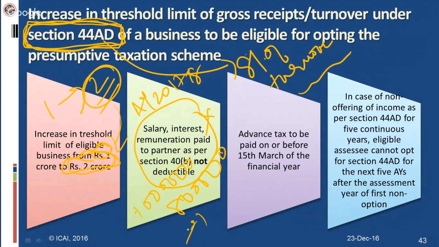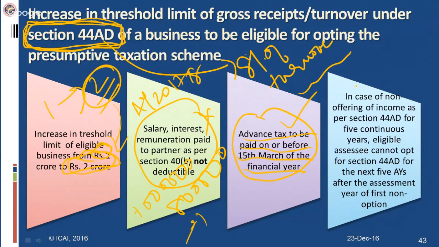You can't deduct it. Till last year, till assessment year 16-17, there was no advance tax liability at all. The person just needed to pay self-assessment tax. But now, since the turnover limit has been increased from 1 crore to 2 crore and the number of assessees would be much higher, another condition has been stipulated that advance tax has to be paid on or before 15th March of the financial year.